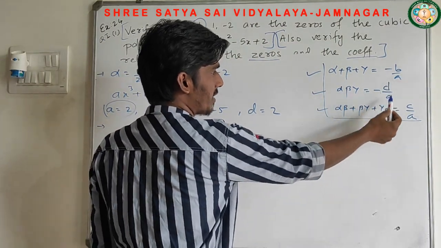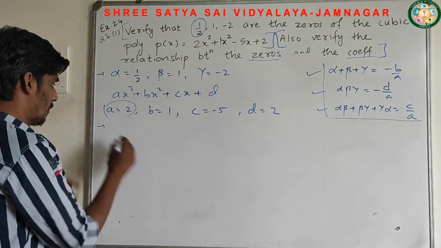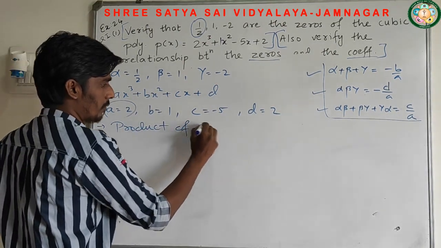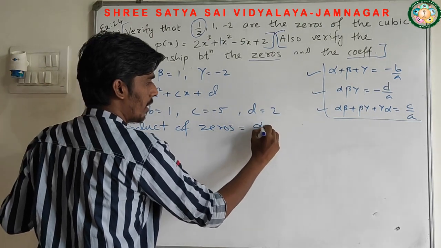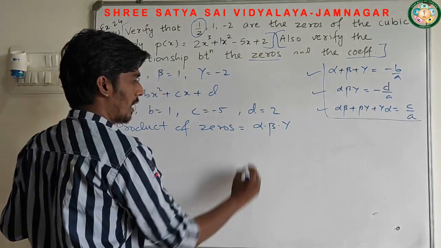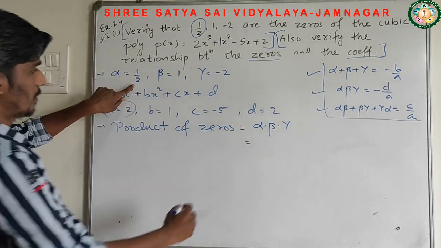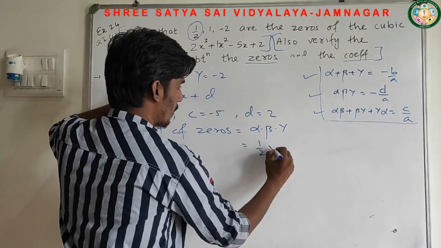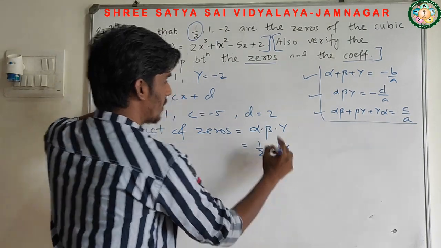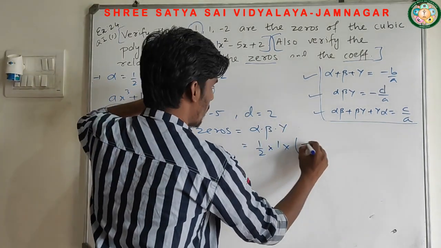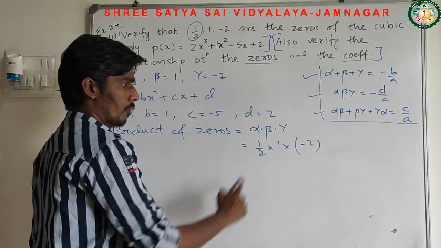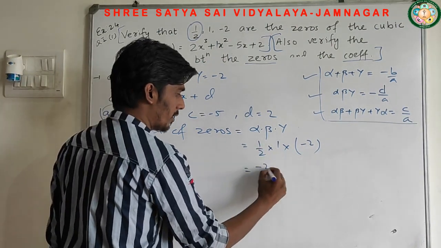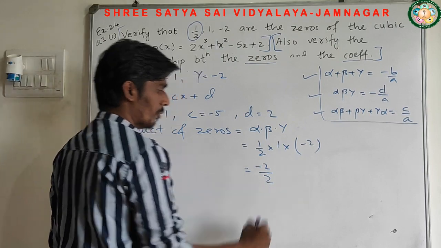Product of zeros is what? Minus d by a. So the product of zeros, it's alpha into beta into gamma. What is the value of alpha here? 1 by 2. What is the value of beta here? It's 1. What is the value of gamma? It's minus 2. No need to reduce them here. Minus 2 into 1 is what? Minus 2. Divide by 2.